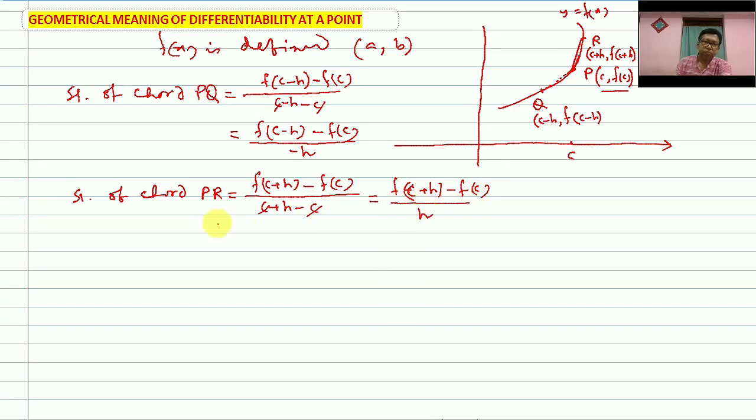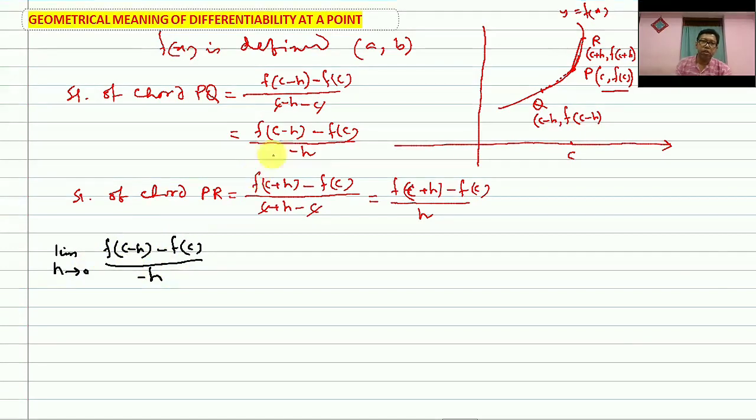Okay, now we want to use the limits here. Now I change the ink color. Limit h tends to 0 of f of c minus h minus f of c upon minus h. I am taking the limiting case when h tends to 0. When h tends to 0 of f of c minus h minus f of c upon minus h, that means you are taking limit h tends to 0.